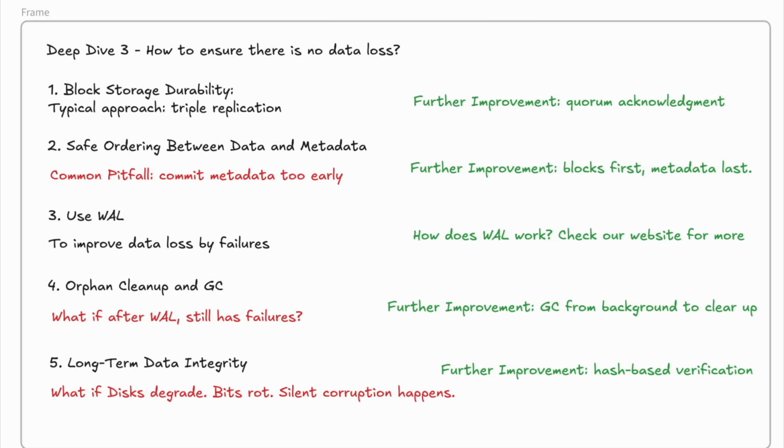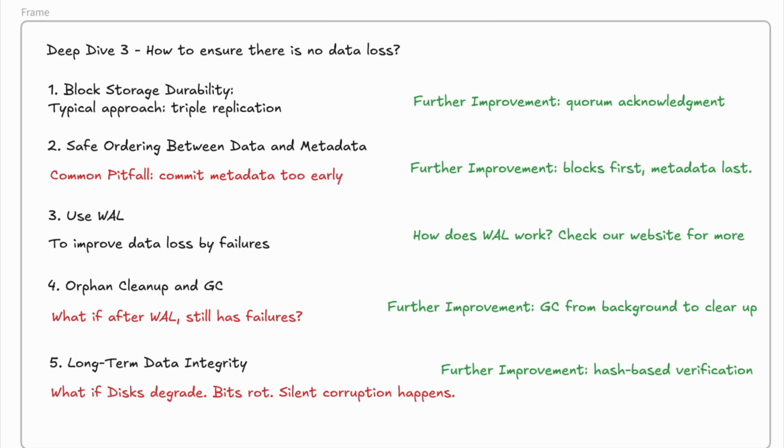And if a storage node fails or gets marked as unhealthy, the system automatically identifies which blocks have lost a replica and re-replicates them from surviving copies. This restores redundancy and keeps data safe, even when hardware breaks.